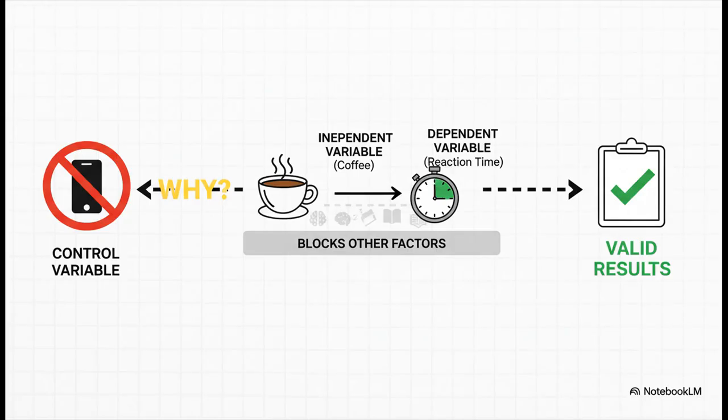Now listen up, because this is a massive exam tip. It is not enough to just list your control variables. You have to be able to explain why you're controlling them. For example, you control distractions because they could affect your concentration, which would unfairly change your reaction time. You always have to link the control variable back to its potential effect on your results.